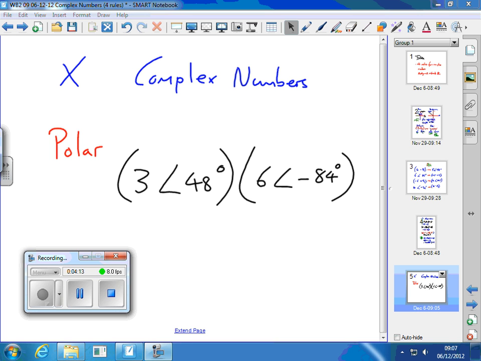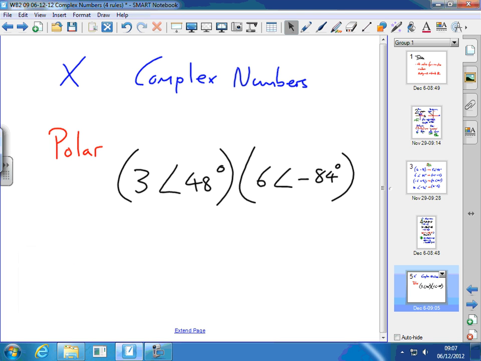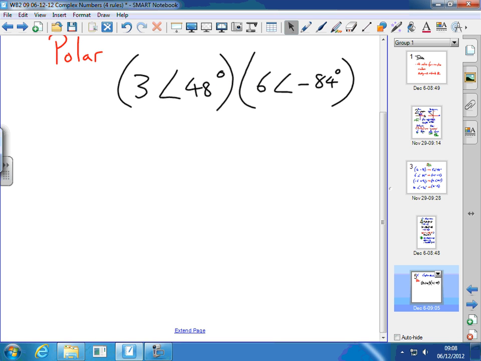In polar form, multiplication is dead easy. All you do is, and I'll write this down as a statement, let's use blue. You multiply, so I use this abbreviation for multiply, MLT, that's common. Multiply the moduli. That's got a nice ring to it. You multiply the moduli, the numbers in front. So 3 times 6 is 18. And add the arguments.